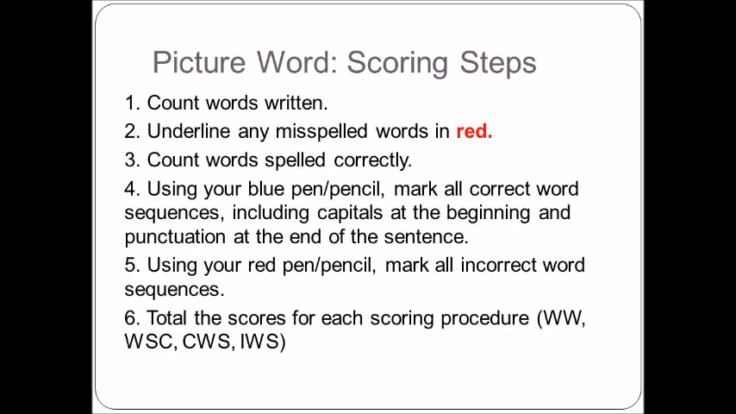Here is an outline of the steps we will be following as we score picture word tasks. First, count all the words written in the sample. Then, go back and underline any misspelled words in red. Count words spelled correctly. And then, with your blue pen, mark all correct word sequences, including capitals at the beginning and punctuation at the end of the sentence. With your red pen, mark all incorrect word sequences, and then total the scores for each scoring procedure.